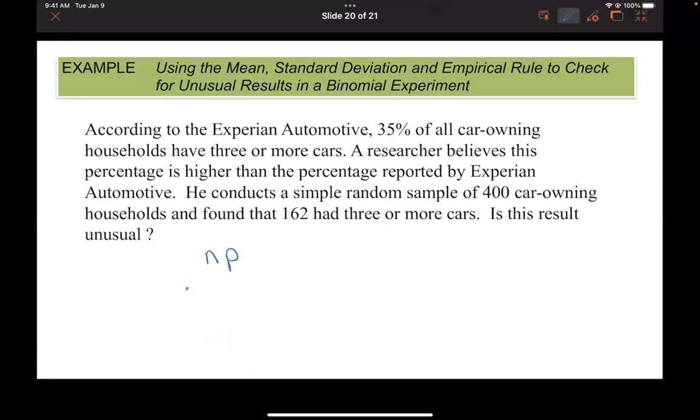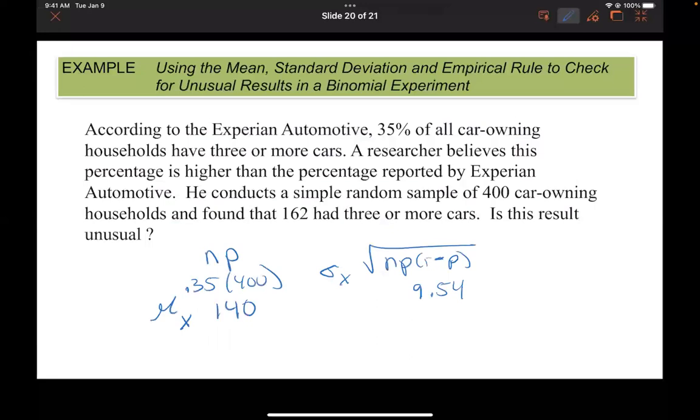So we had the 0.35 times 400. We already looked at that, and that was 140. This is our mu sub x. And then our standard deviation sub x, we did the square root of np times 1 minus p. And that number, according to my calculator, was 9.54. Is that what it was? Yeah, 9.54. All right. This is my standard deviation sub x.